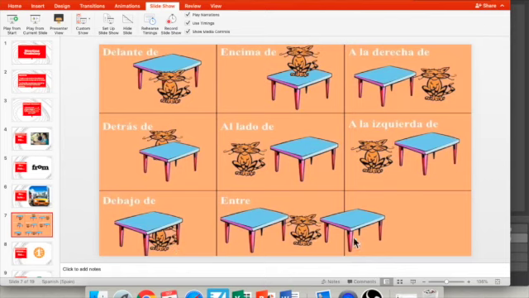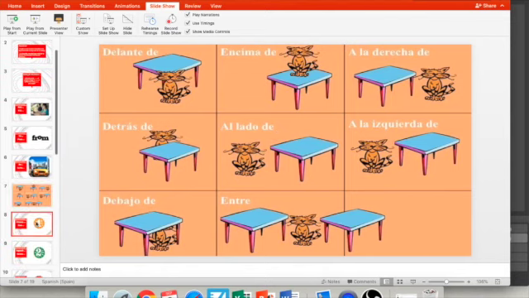debajo de, entre, he's between 2 tables, entre, al lado de, next to, encima de, on top of, and finally, a la derecha de or a la izquierda de. So you can use these in a variety of contexts when talking about the directions or the location of something. So, for example, el banco está al lado del café. So the bank is to the right, or excuse me, it's next to, al lado de, the cafe. So you can use these to describe anything's location in Spanish.